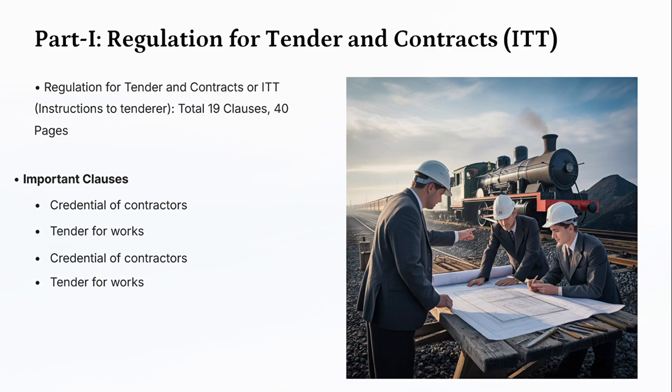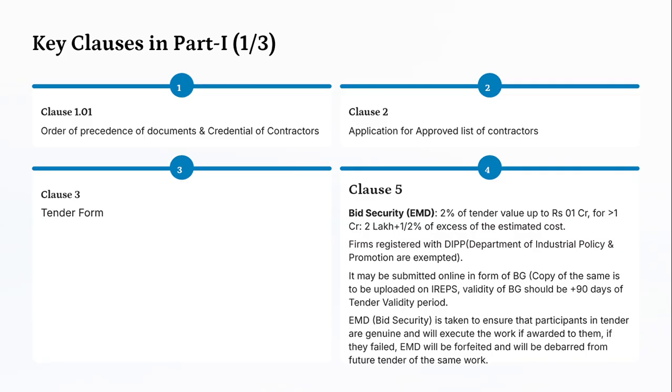Important clauses are credential of contracts, tender for works, credential of contractors. Key clauses in Part 1. Here I'm briefly discussing clause 1.01, order of precedence of documents and credential of contracts. The order of documents, which will precede the others, is mentioned here in clause 1.01. Clause 2, application for approved list of contractors. Clause 3, it is a tender form. Clause 5, bid security, it's EMD.